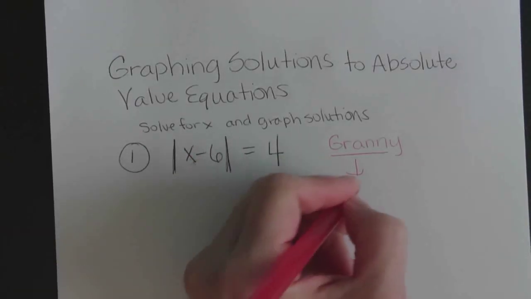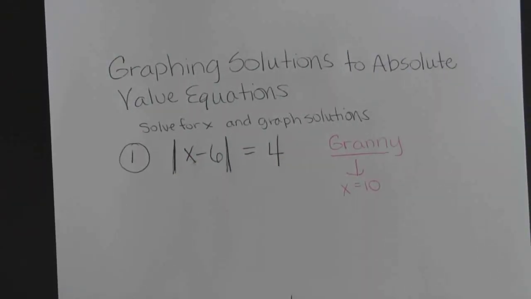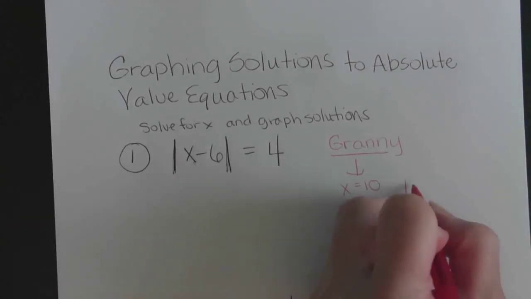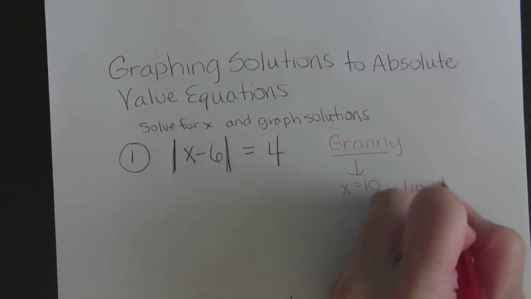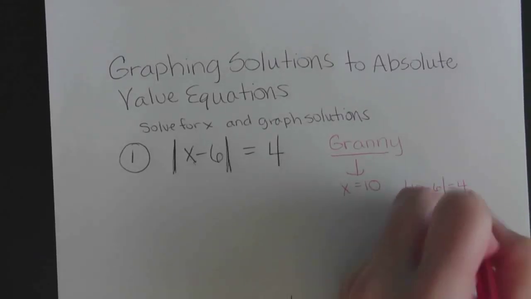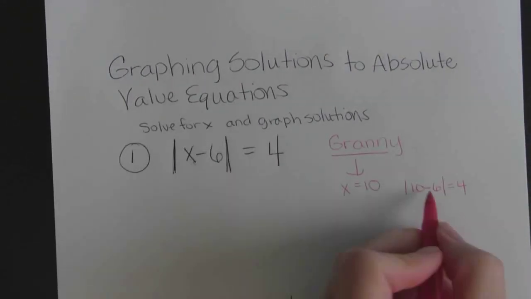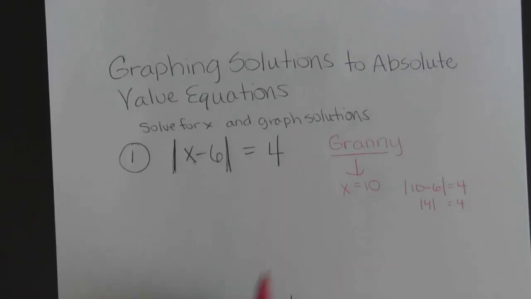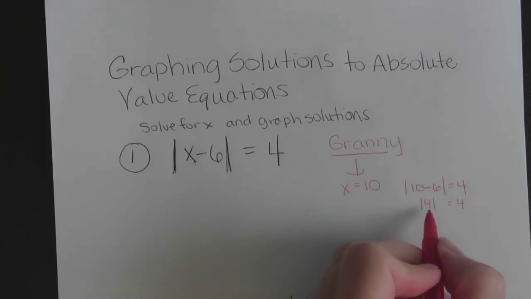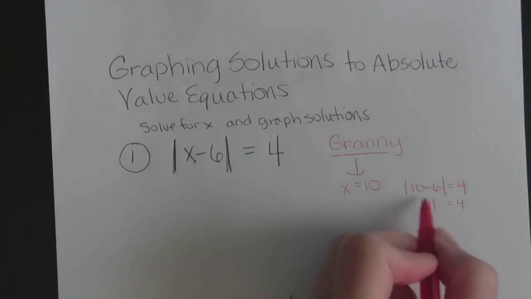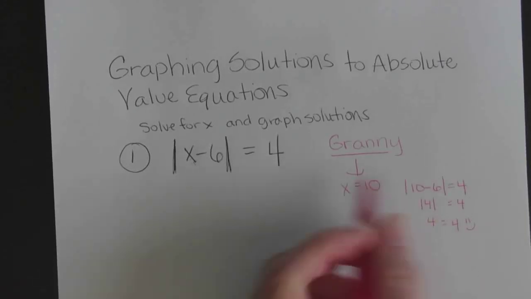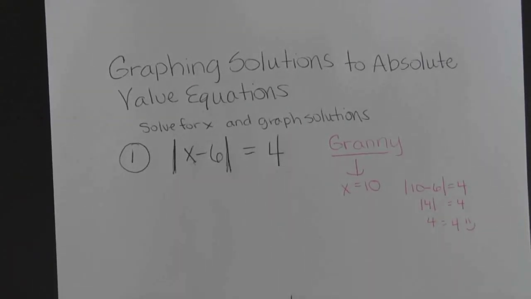Can you see how one of the answers for x could be 10? Because if you put a 10 there, you would have the absolute value of 10 minus 6 equals 4. And then, of course, 10 minus 6 is 4. So now you have this. And then you say, well, how far away from 0 is the number 4? Well, it's 4 away, and 4 is equal to 4. So one of my solutions would be 10.